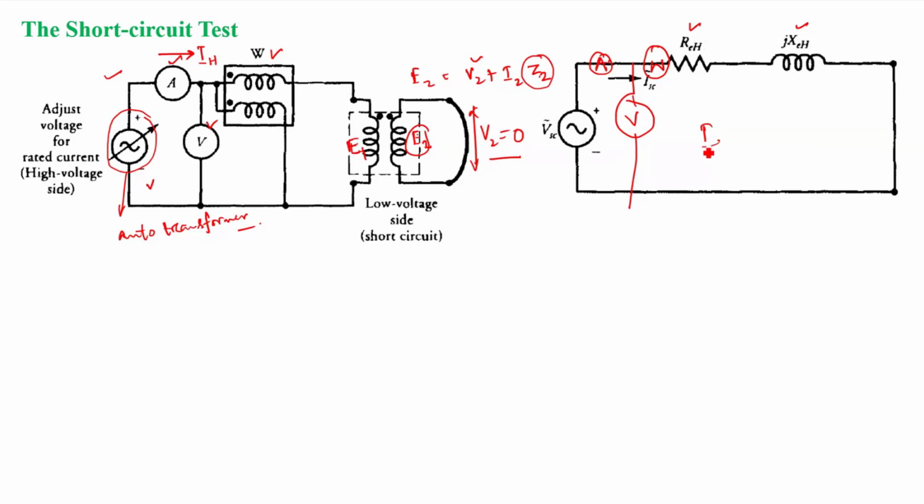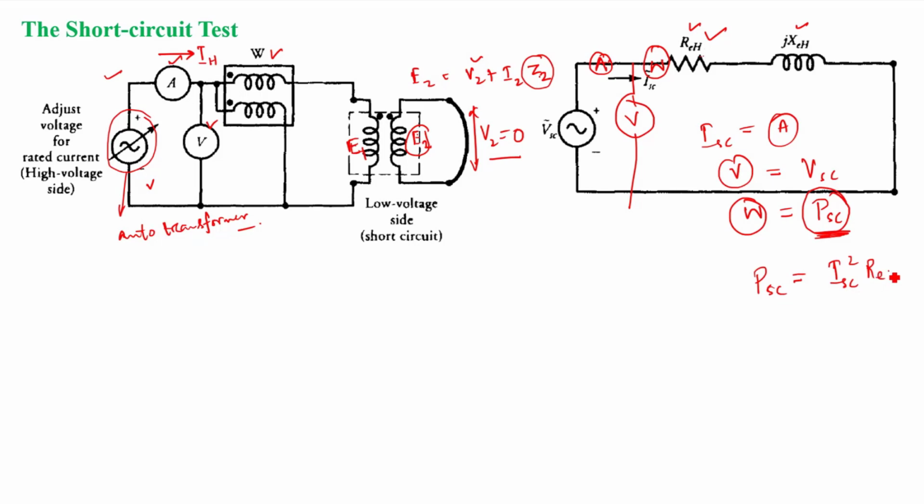We know the current flowing through this ammeter, ISC, and through the voltmeter, I know VSC, the short circuit voltage. Then through the wattmeter, I found the power drawn by the circuit, PSC. What components are there in this circuit? Only REH and XEH. So whatever this wattmeter shows, this power is nothing but the power lost in this equivalent resistance, right? Therefore PSC I can write as ISC square into REH.